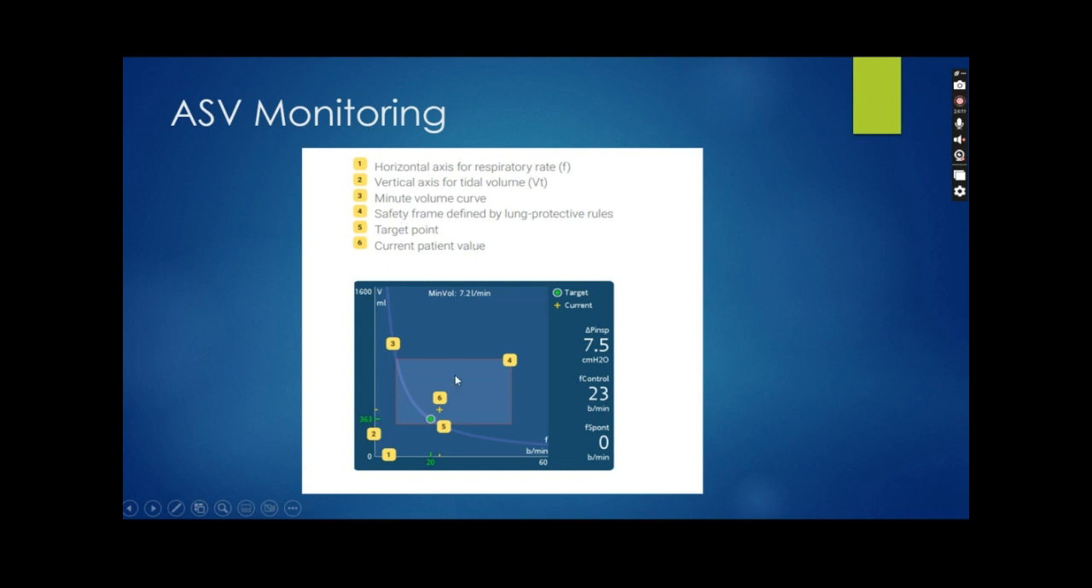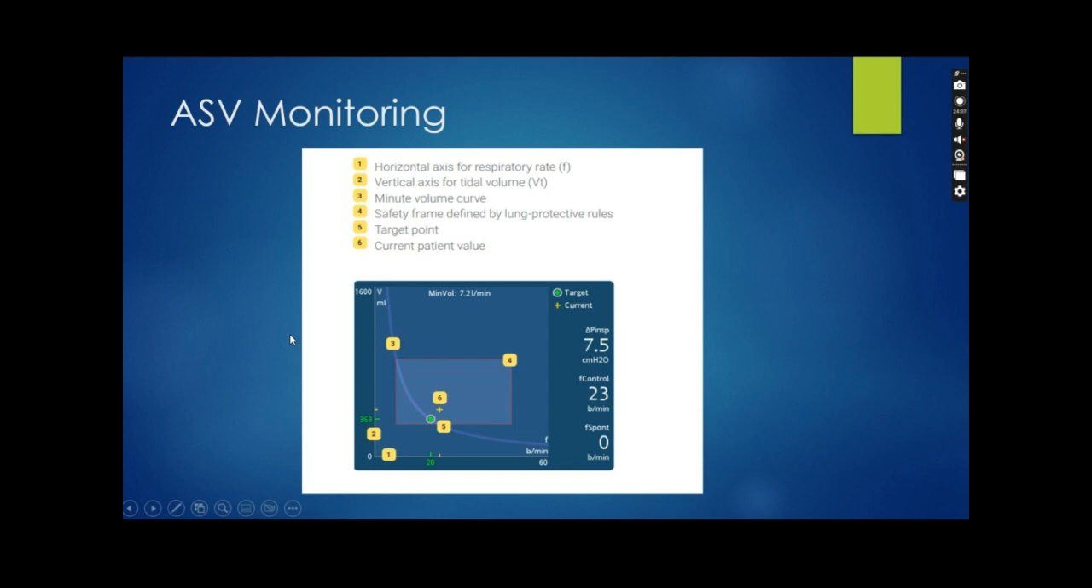If you have a patient that is maybe passive or completely active, you are going to see them, that's what this plus sign is here. This is the patient's effort, so that's the current patient value. And then you have your target point, which is going to move on your minute volume curve. So you could see this plus sign anywhere in this box. That still tells you that this patient is getting ventilated within this target, but they may be meeting or exceeding it here in this box, and they are still remaining lung protective.